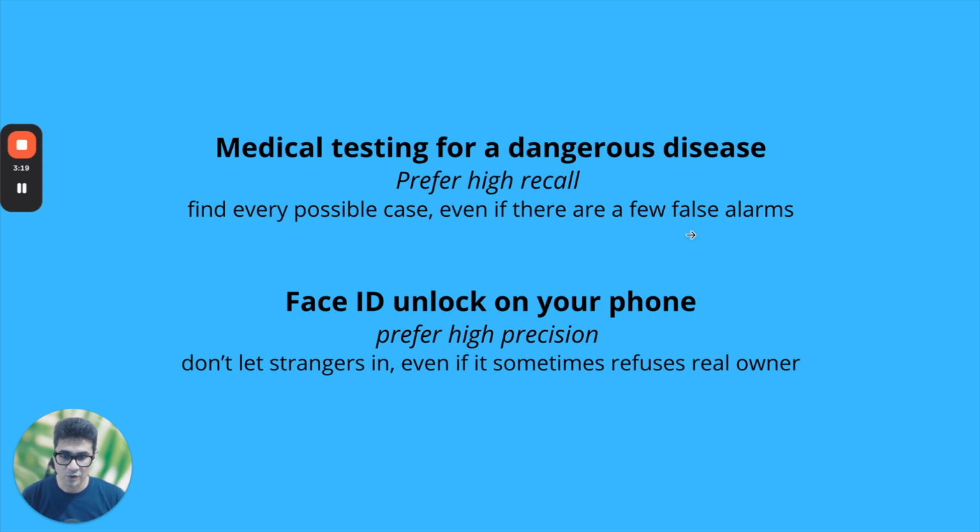Now, when you look at your Face ID unlock on your phone, you don't want a stranger peeping into your phone and it accidentally getting unlocked. So it is okay for the recall to be slightly low, but your precision has to be 100%: 100% when you show your face and 100% negative when a stranger shows their face. It's okay if out of 10 times your phone doesn't recognize you 3 out of 10 times, but it'd be so bad if your phone identified a stranger as you and unlocked the phone for them, right? So that's the whole balance between precision and recall.